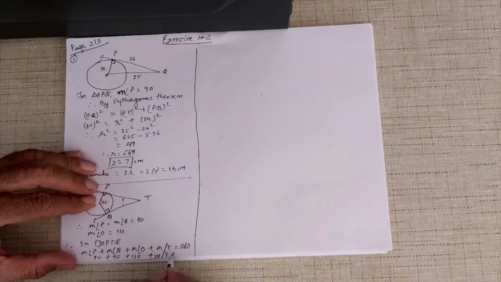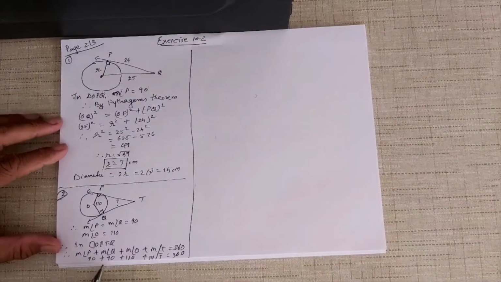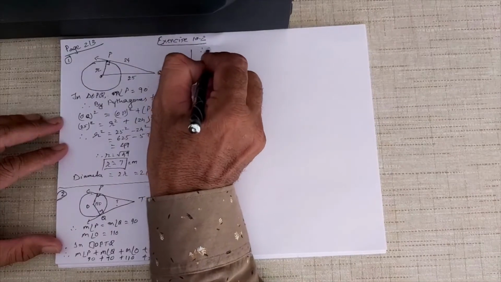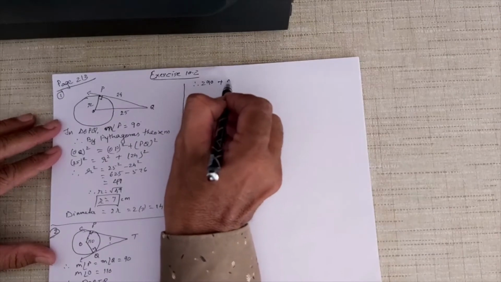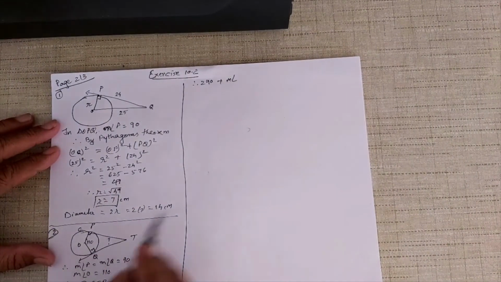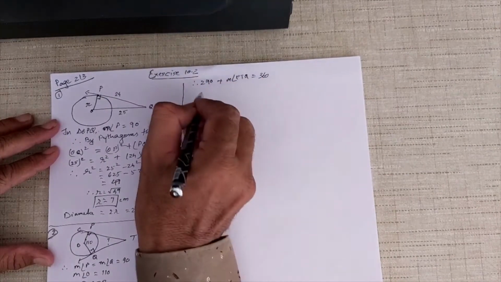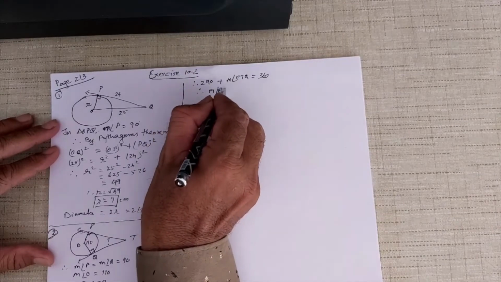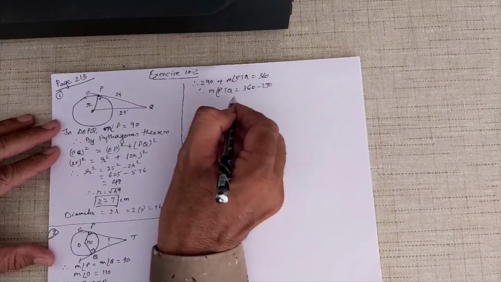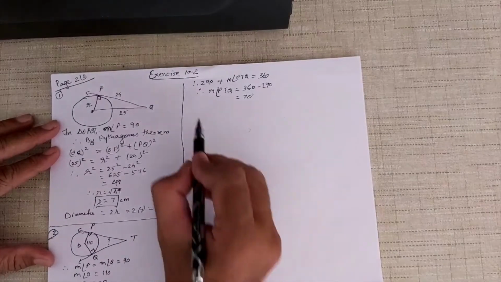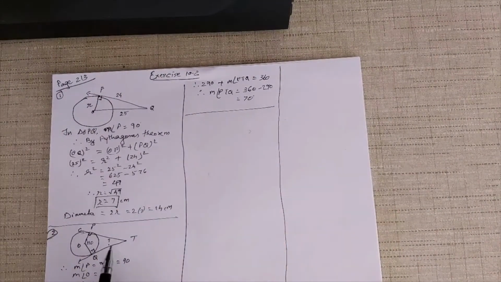Measure of angle T is equal to 360 degrees. Now if you add it up, 90 plus 90 plus 110, you get 290 degrees. Therefore 290 degrees plus measure of angle T. T is what? Angle PTQ. Measure of angle PTQ is 360 degrees, or you can say measure of angle PTQ is equal to 360 minus 290, and that is equal to 70 degrees. So for the second one, measure of angle PTQ is 70 degrees.